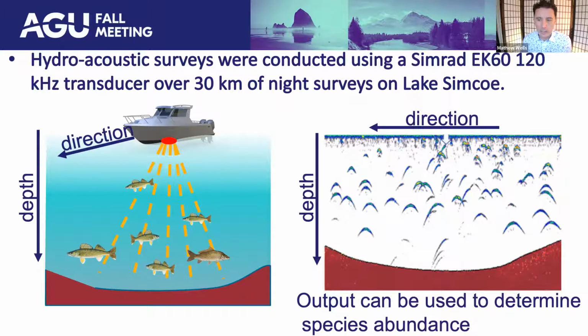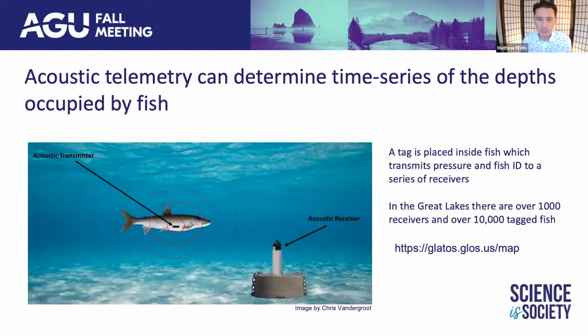So the raw data you get out is shown on the right, and once you run this through the software, you can work out how many tens of thousands of fish are in Lake Simcoe. This is a great technique. The only problem is it's very time consuming and expensive. You get good spatial information, but just at one point in time.